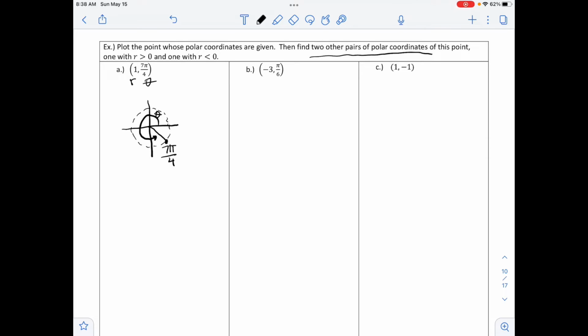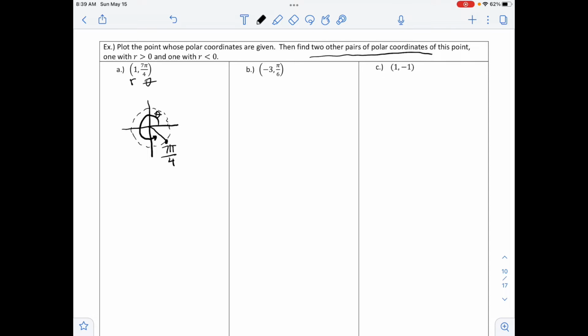So we have our (1, 7π/4). Now we need to find an additional point that also has a radius greater than 0. Since we already defined this as 1, that radius needs to stay positive 1. If you think about it, we've dealt with circles before, back in trig, talking about angles. If you were to add another circle to this, you would be ending at the same exact spot.